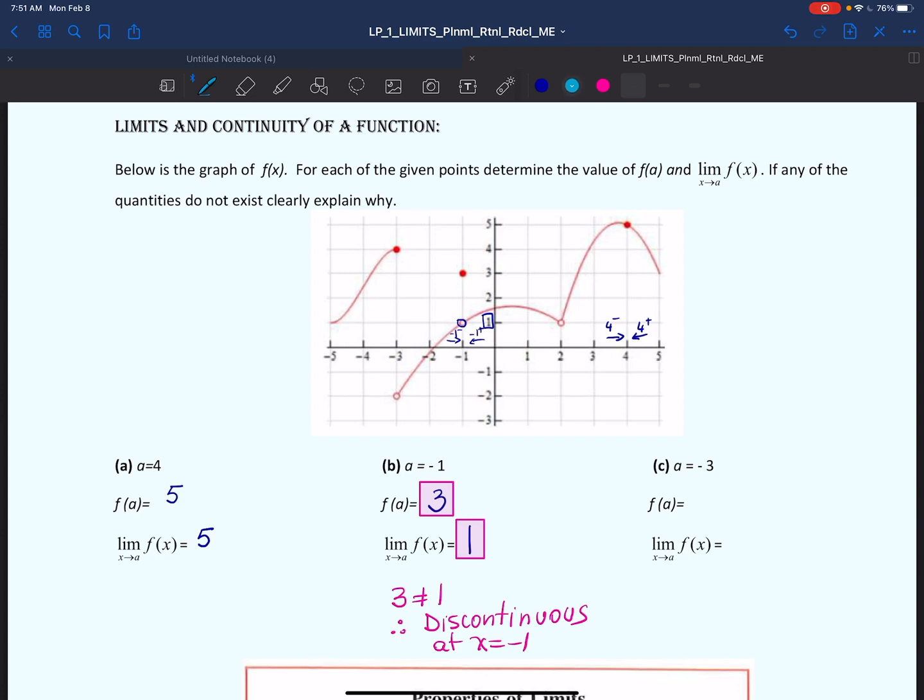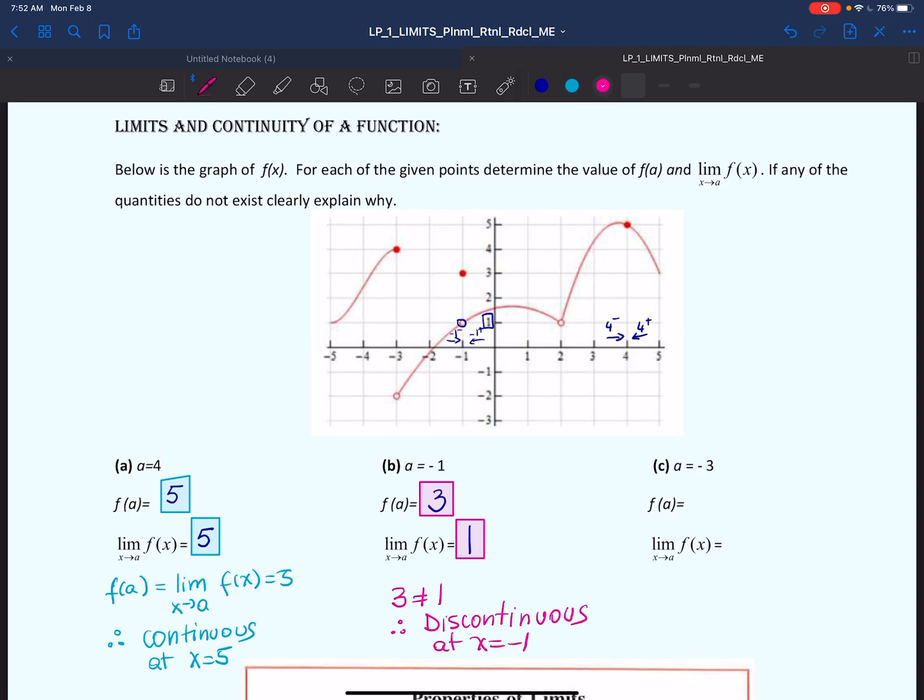In a similar way, we can say that here the value of the function at 4 was the same as the value of the limit at 4, so both values were equal to 5. So in this case, we say that f of a equals the limit as x approaches a of f of x. So we're going to say that the function is continuous at x equals 4. All right?